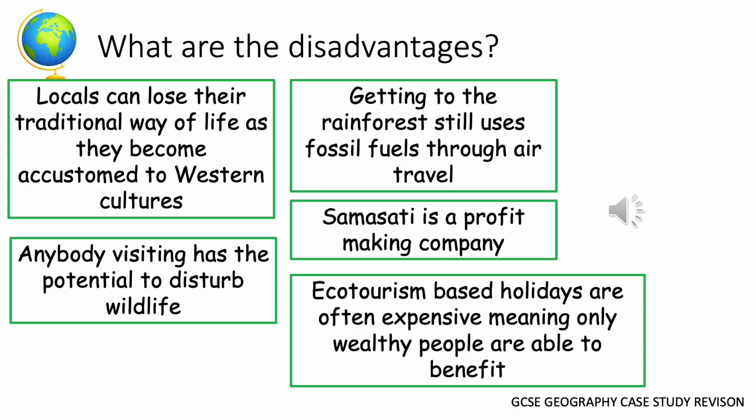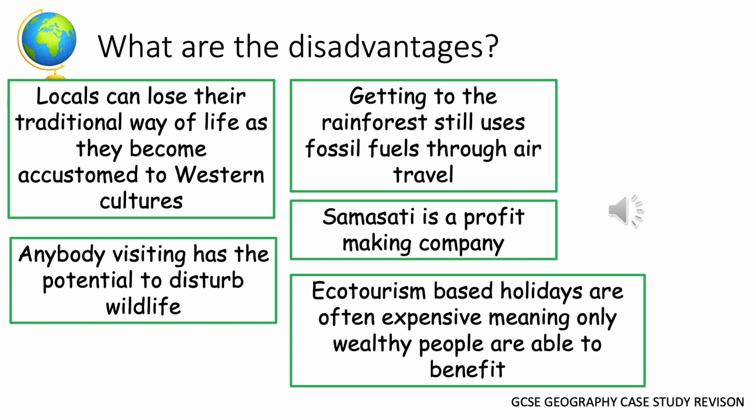As we know in geography, nothing is straightforward or perfect, and that is the case with ecotourism. There are certainly disadvantages associated with it. Locals, for example, can often lose their traditional way of life as they become accustomed to Western cultures. Anybody visiting does still have the potential to disturb wildlife, even if that is reduced and less so than perhaps mainstream tourism. Getting to the rainforest still uses fossil fuels through air travel. A lot of people still visit these ecotourism sites via plane.